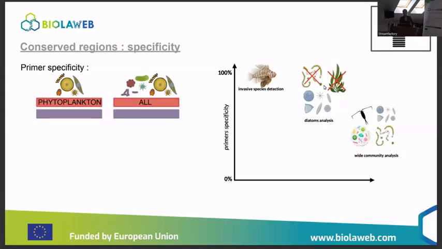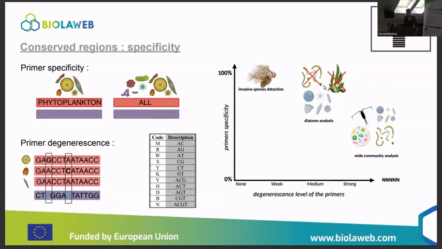And for the specificity of the primer, it's basically to search for sequences that are only present in one particular group of organisms. For that, you align different sequences of different organisms, and you look: okay, this sequence is only present in all the diatoms, so it's an interesting sequence to design the primers.